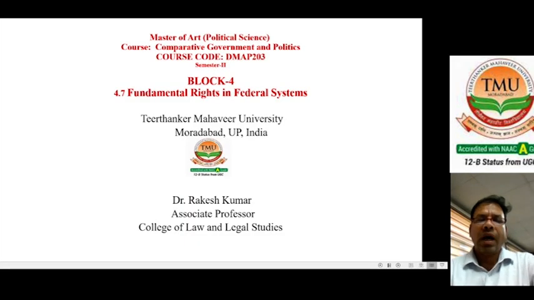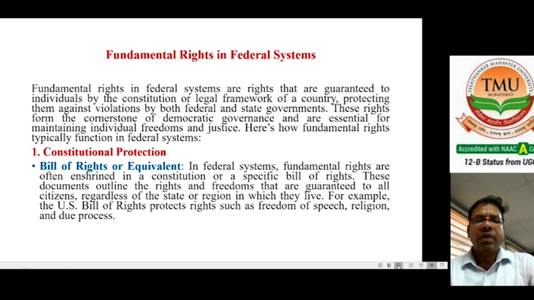Dear learners, in this unit, I am going to discuss the fundamental rights in the federal system of governance. This is a very important unit on this topic. When we're talking about fundamental rights in federal systems, these are rights that are granted to individuals by the constitutional or legal framework of a country, protecting them against violations by both federal and state governments. These rights form the cornerstones of democratic governance and are essential for maintaining individuals' freedoms and justice. Here is how fundamental rights typically function in federal systems.